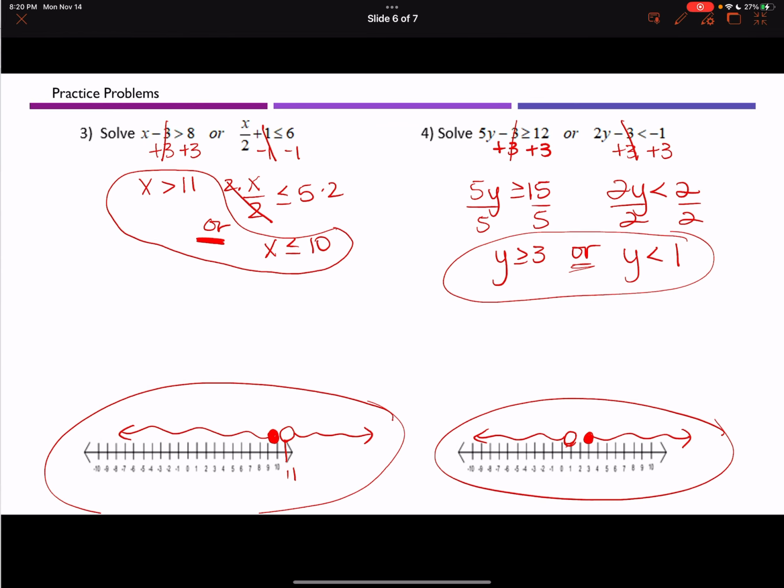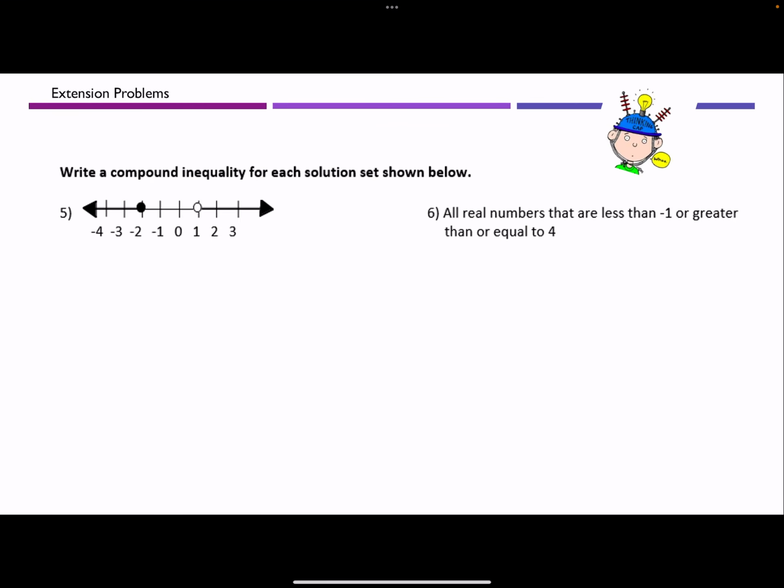Okay, so let's do some extension problems. Now that we can solve and graph, we're going to go backwards. We're going to write a compound inequality for each of the solution sets shown below. So number 5, I'm going to write the compound inequality. I noticed that the shaded region starts here at -2, and it includes that -2.